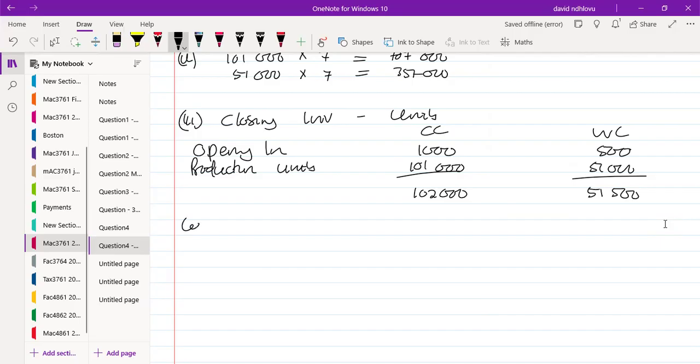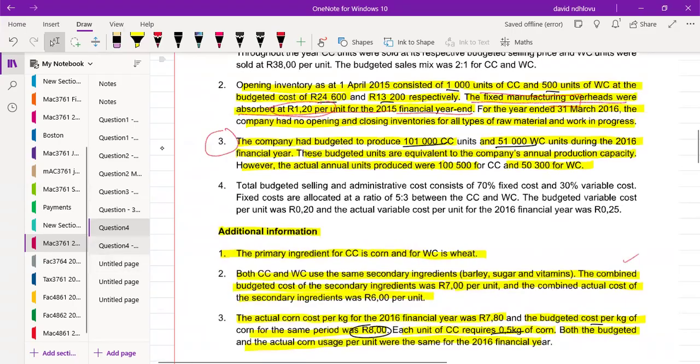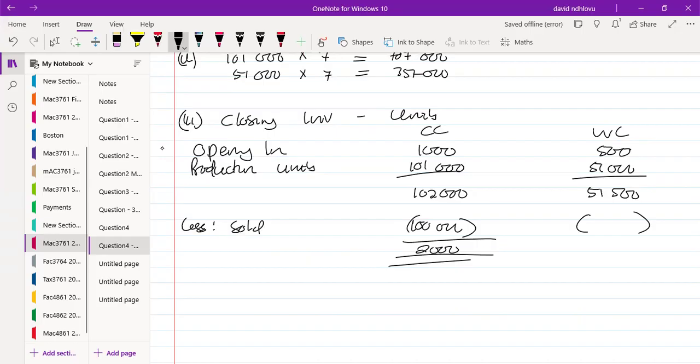And then we say less what was sold. Right, in terms of sales units, what did we say? Right, so we sold how much? 100,000. Right, so we sold 100,000 here, which means we are sitting on 2,000. And here, 50,000. All right, so which means we are sitting on 1.5 units.